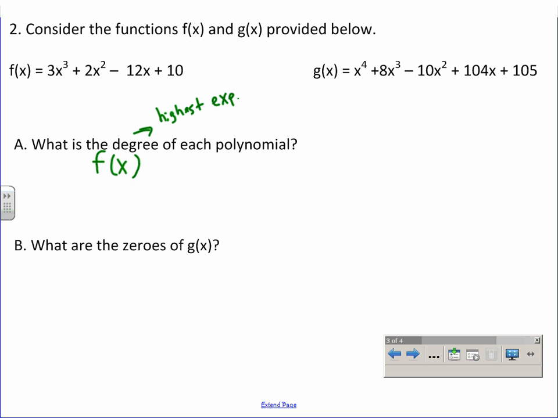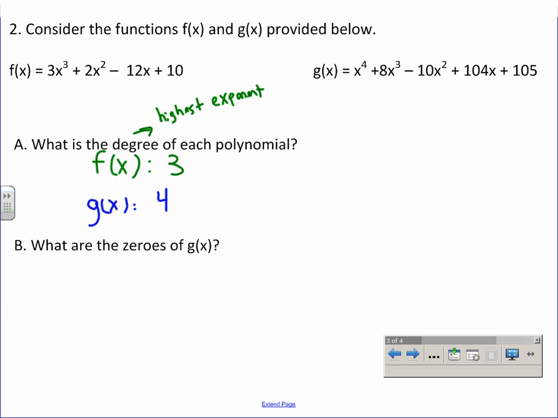If I look at f of x equals 3x cubed plus 2x squared minus 12x plus 10, the highest exponent I see is 3. So the degree of f of x is 3. For g of x, the highest exponent I see is 4. So the degree of g of x is 4. So degree is easy. It's just the value of the highest exponent.